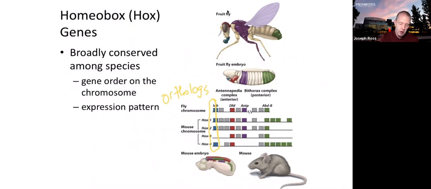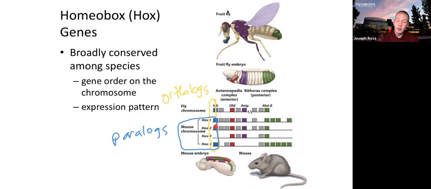Those genes that are the same, but there are multiple copies in the same organism, are called paralogs. So orthologs is the word we use to define the same gene in different species. If there are multiple copies of the same gene in different regions of the chromosome, we refer to those as paralogs. So in other words, HOX1, this version, the cluster 1, is an ortholog to the fly version.